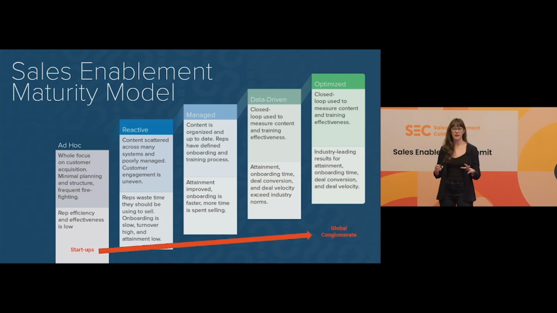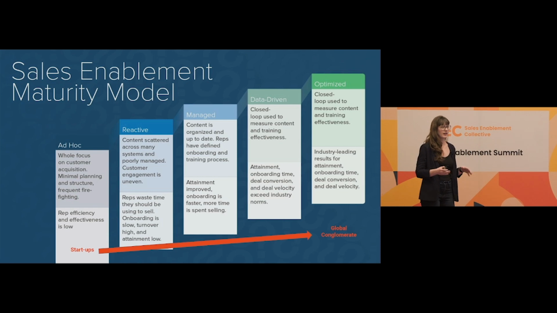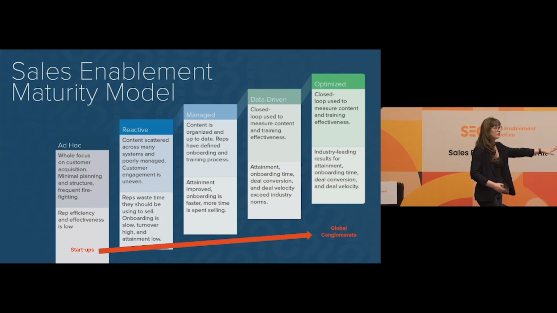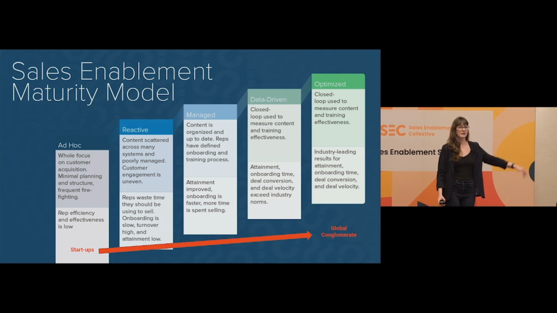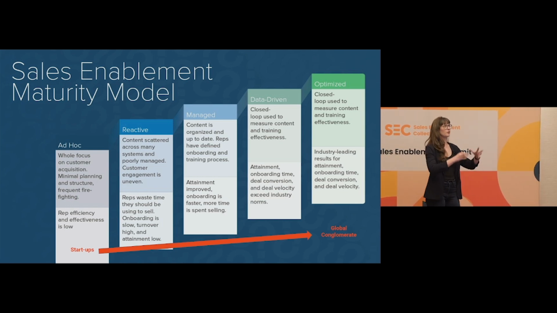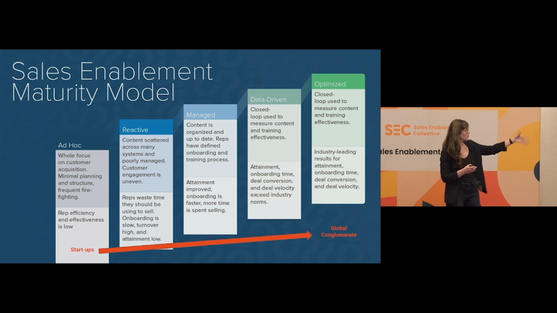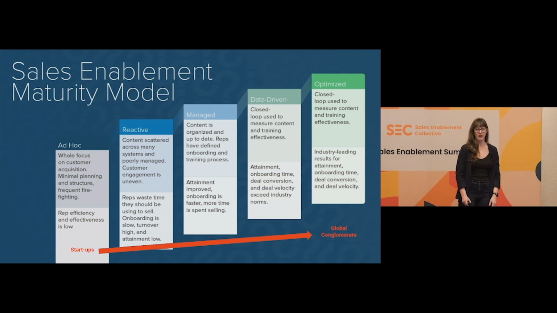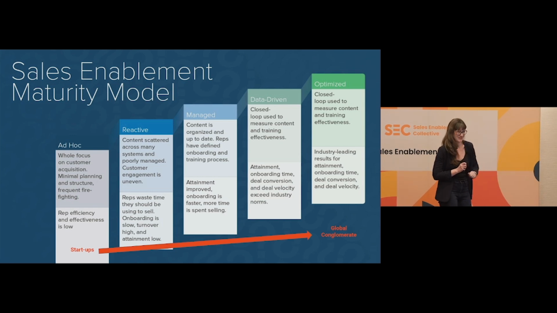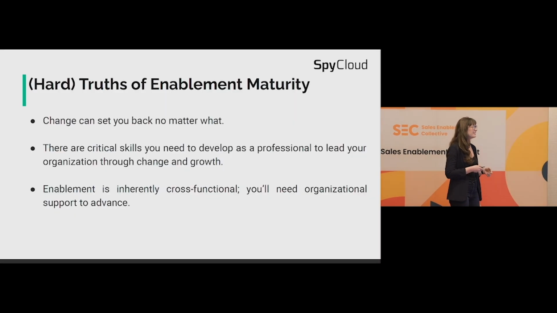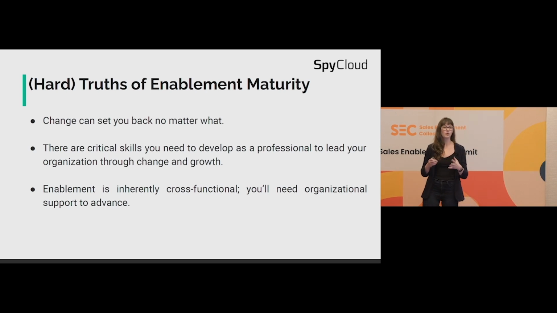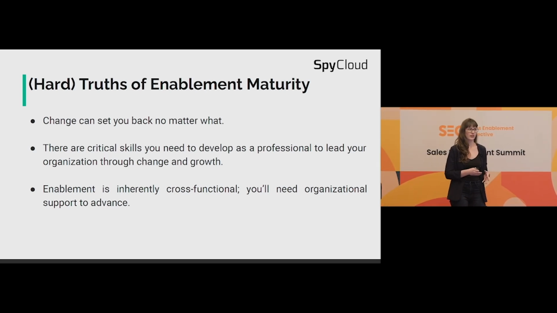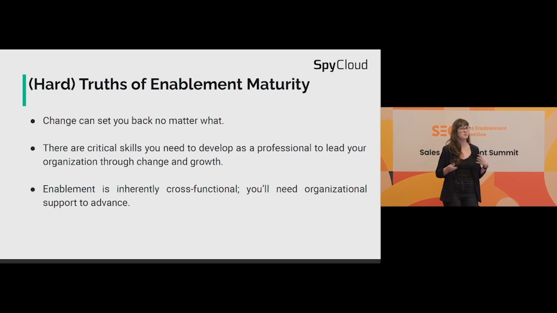Now, I think there's a myth about how this model works. And it goes a little something like this. Okay, you're over here in the startup world and you're into ad hoc. And let's be honest, a lot of startups are ad hoc, that's true. But the idea is, you're a startup and then you IPO and you grow into this global conglomerate and just naturally you become optimized. Which, let's be honest, a lot of global conglomerates are not optimized. And so I think the reality is a little bit harder. Growth does not necessarily equate to maturity. And your organization can be anywhere on that maturity curve at any point in time.